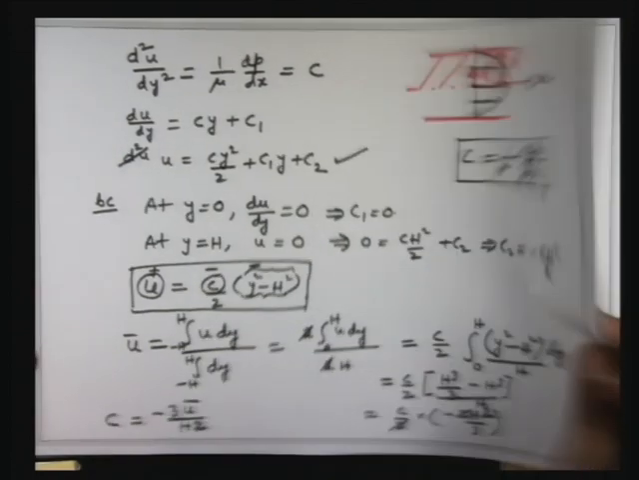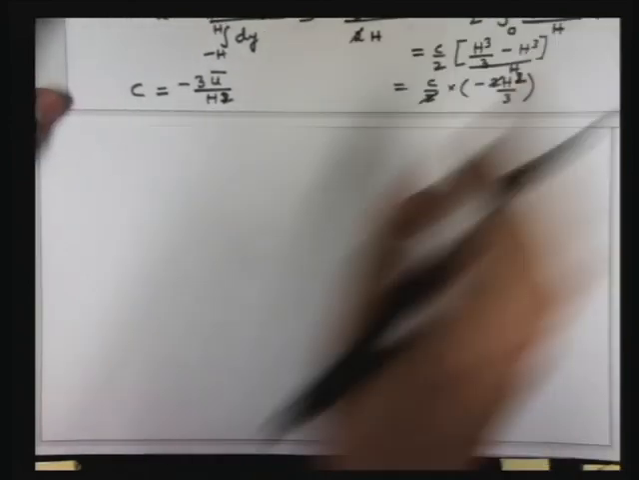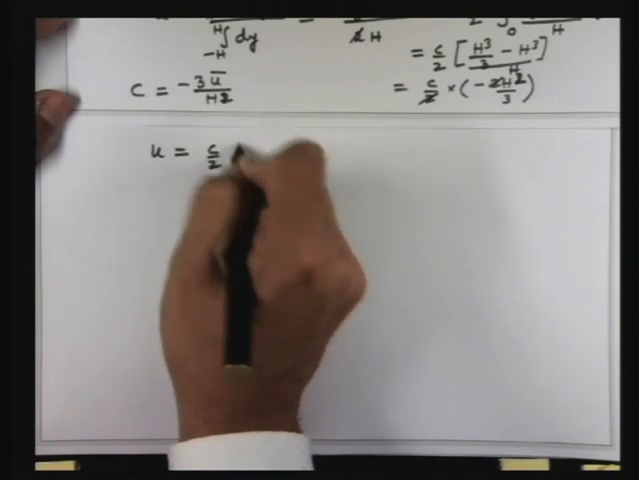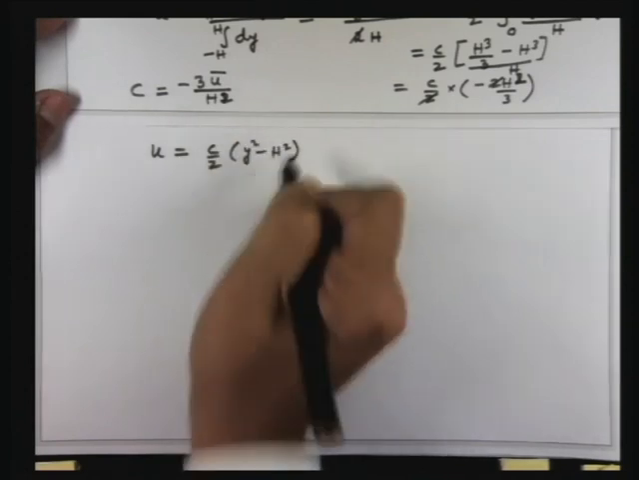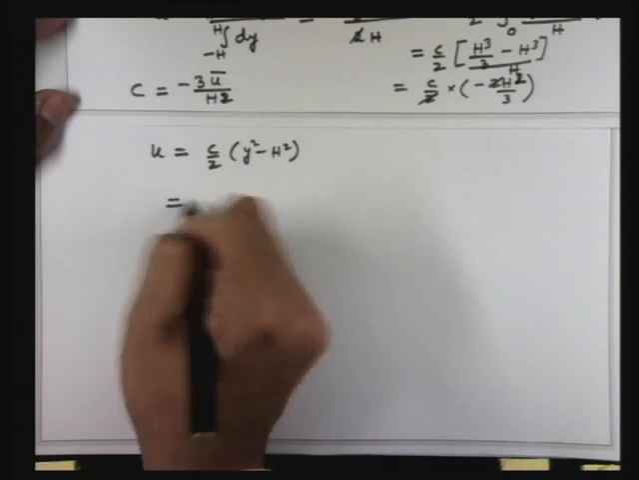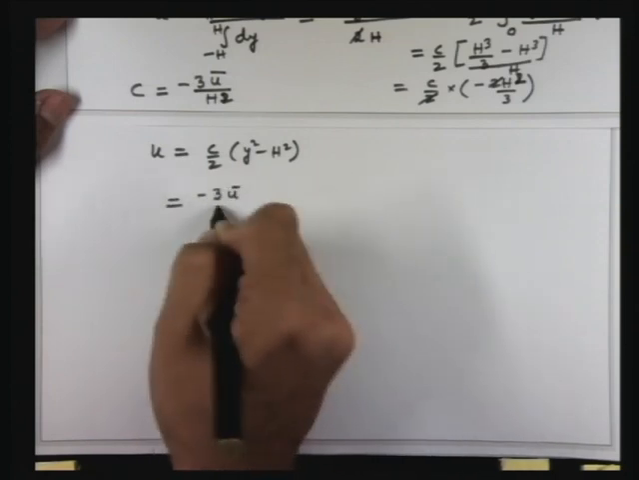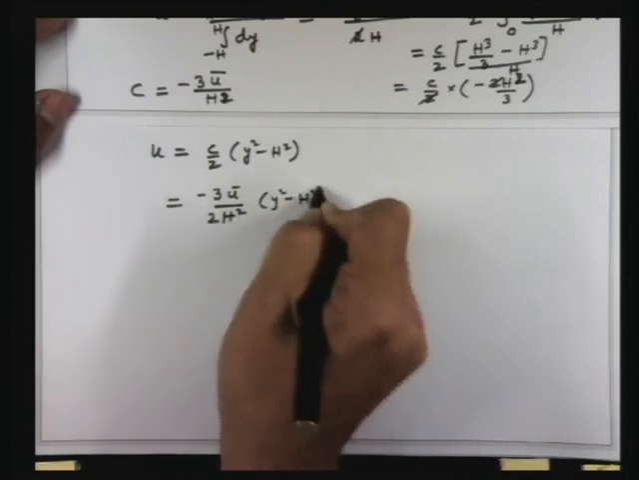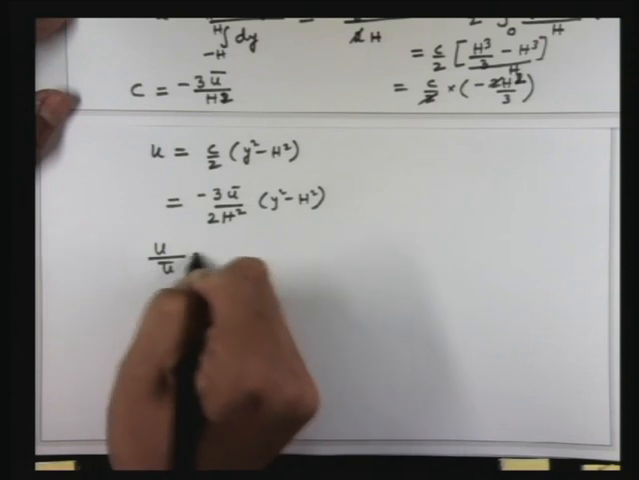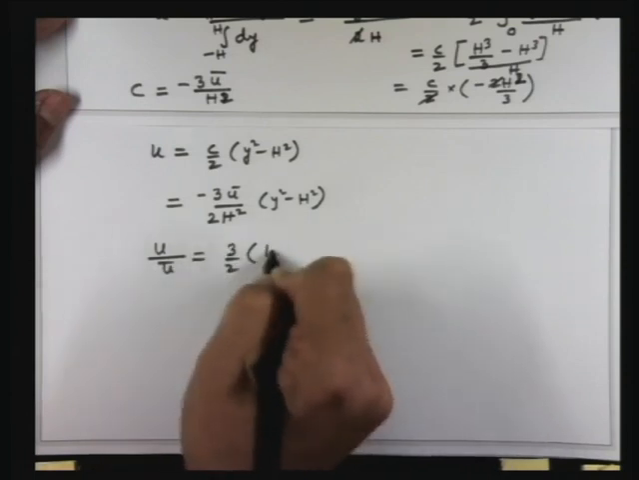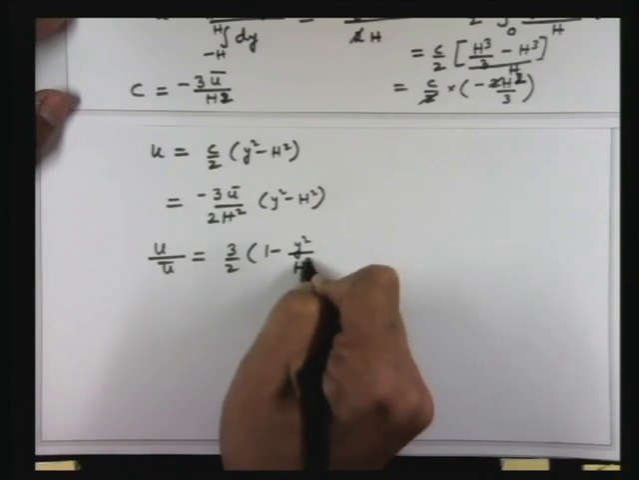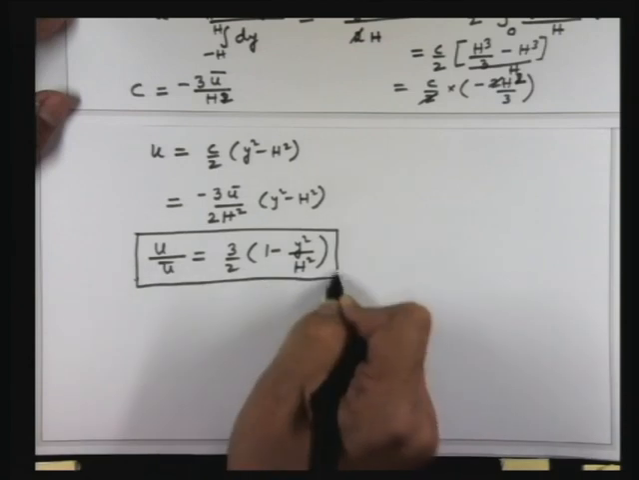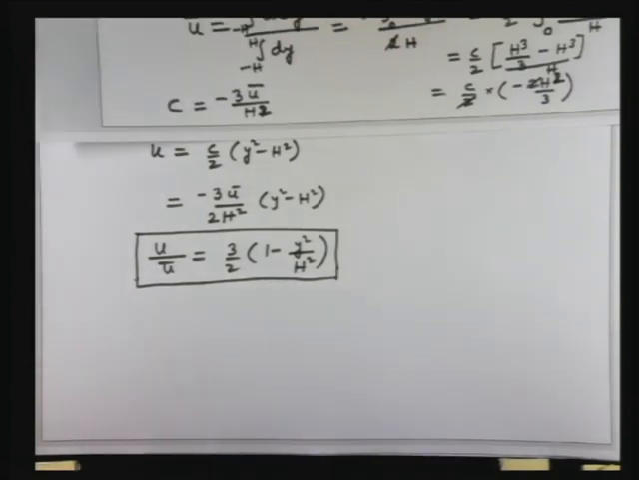So in place of u is equal to c by 2 into y square minus h square, in place of c we can write minus 3u bar by h square. So u by u bar is equal to 3 by 2 into 1 minus y square by h square. This is the velocity profile in terms of the average velocity.